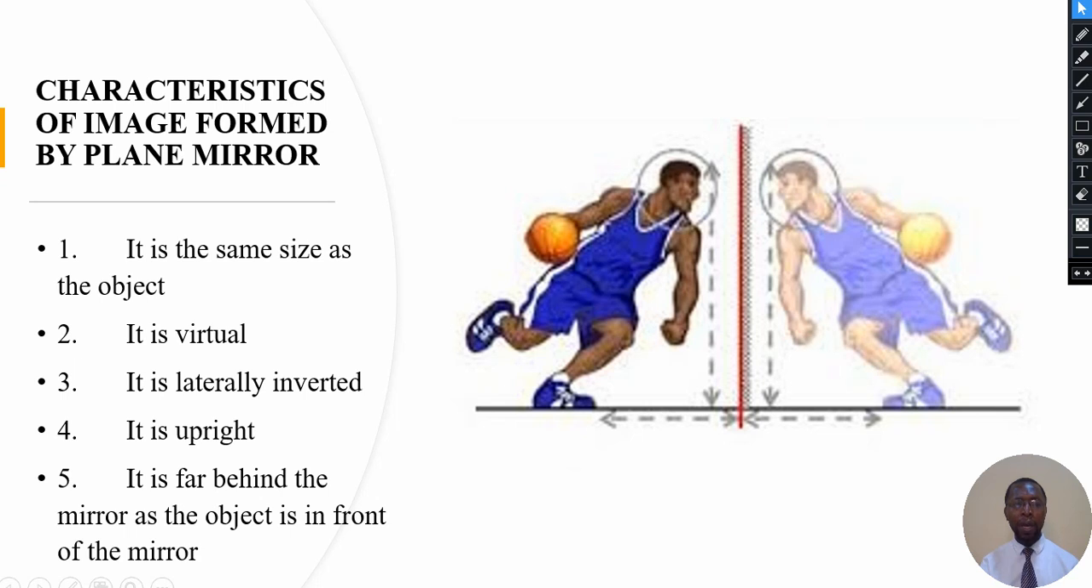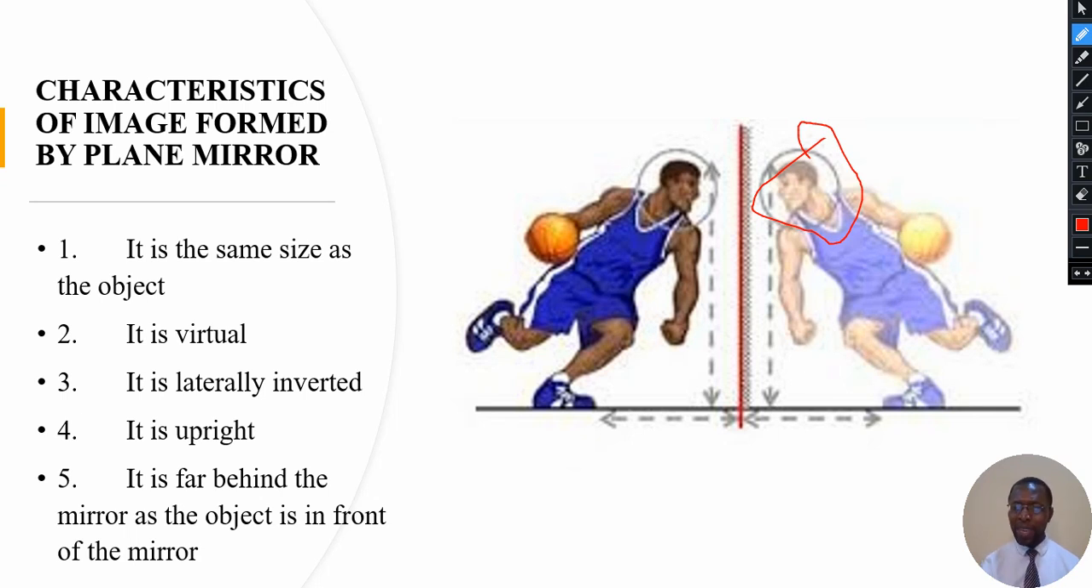Now, what are the characteristics of this image here? This image is being formed by the plane mirror. This is the plane mirror here, this is the reflecting face. First of all, the first characteristic is that it is the same size as the object. In other words, if the object is 10 centimeters high, the image will be 10 centimeters high. Another characteristic is that it is virtual. When we say an image is virtual, it means that the image is not formed on a screen or on a plane surface. You could see this image here, we are not seeing it on the wall like we see a shadow, so it makes it a virtual image.